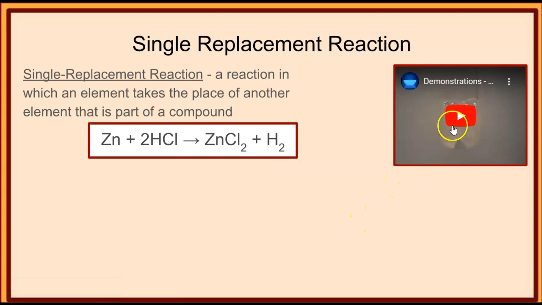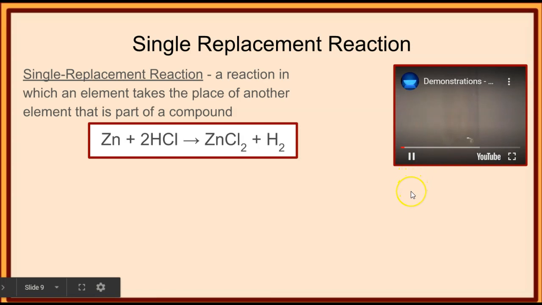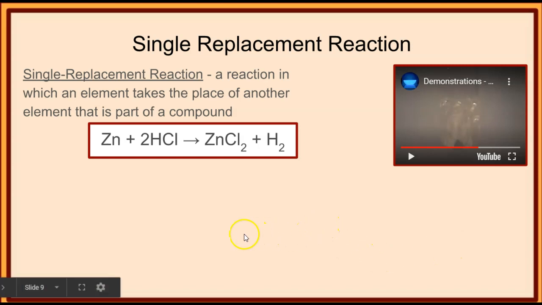This video demonstrates the reaction of zinc and hydrochloric acid. You could see the bubbles of hydrogen gas forming as the zinc reacted with the hydrochloric acid to form zinc chloride.